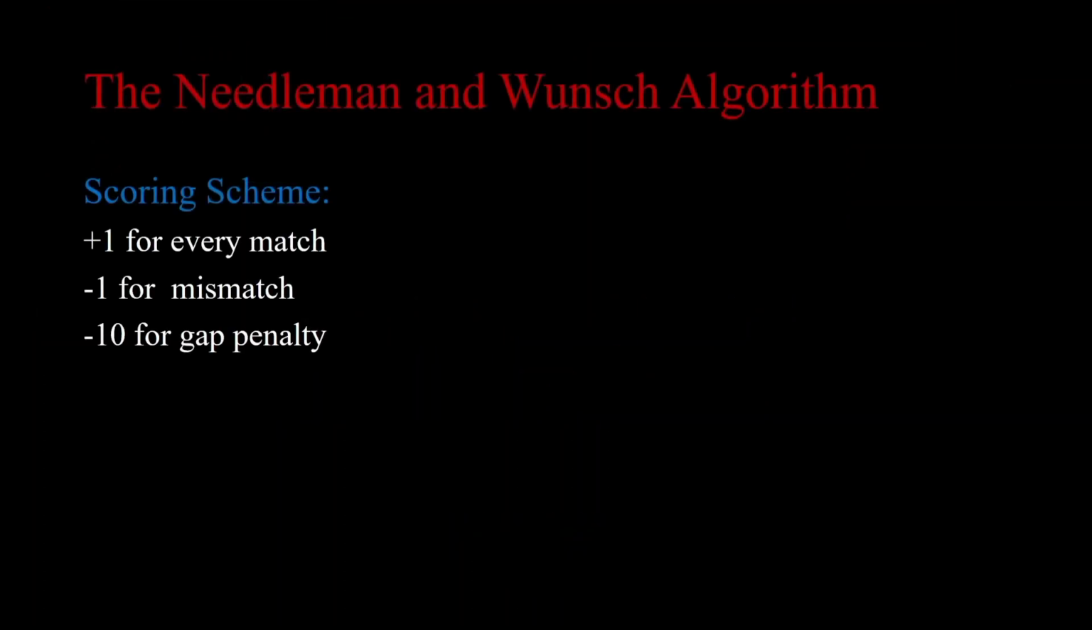In global sequence alignment, we talk about the Needleman and Wunsch algorithm. The Needleman and Wunsch algorithm uses scoring schemes. Here we take +1 for every match, -1 for mismatch, and -10 for gap penalty.